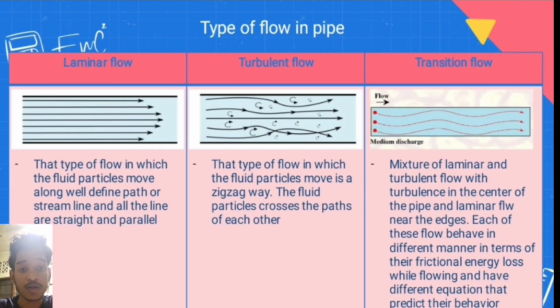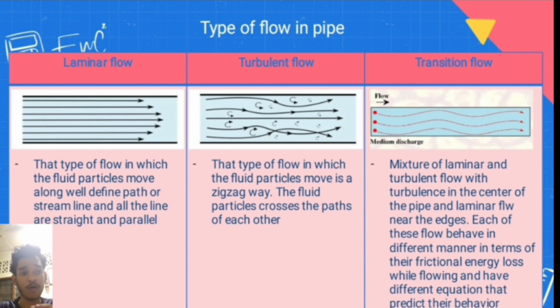Lastly, I would like to explain the three types of flow. First one is laminar flow. Laminar flow is the type of flow in which the fluid particles move along well-defined paths or streamlines, in a line or straight and parallel.